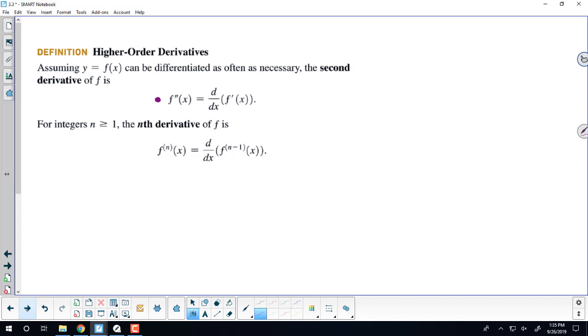Okay. So the nth derivative of a function just means we're taking the derivative of the previous derivative. So the 10th derivative of x just says take the derivative of the 9th derivative.